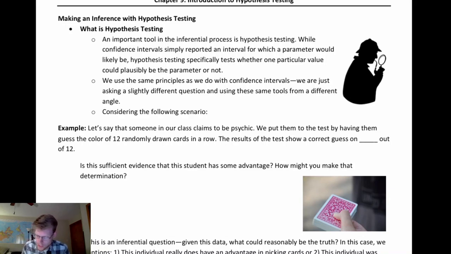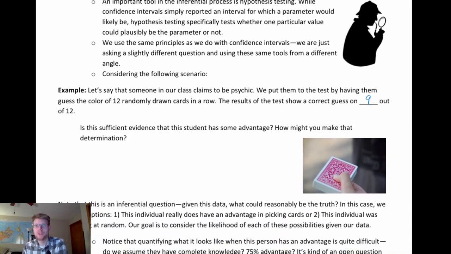So she guessed correctly on 9 out of 12. Now, this first question is for you here. Is this sufficient evidence that, in this case, well, it's not a student, it's Milena, has some advantage, and how might you make that determination? So what do you think? Do you think that she had some advantage here, or do you think this result that we saw is something that could happen by random chance? All right. You can pause if you'd like to think about it a little bit more.